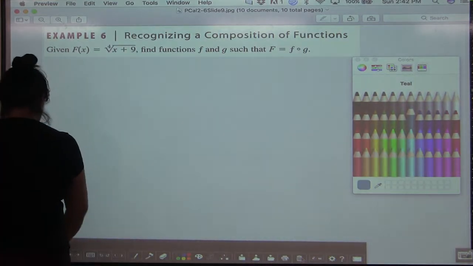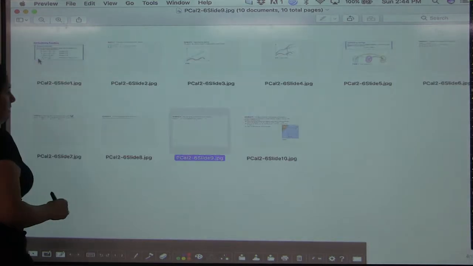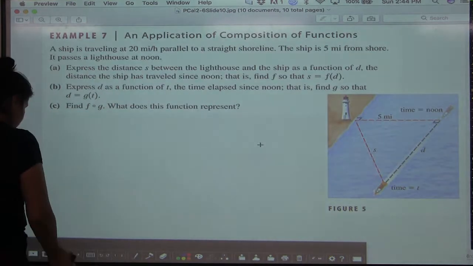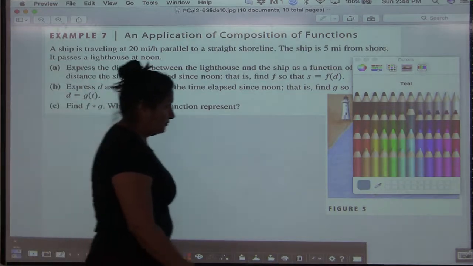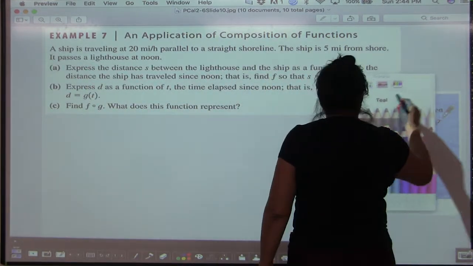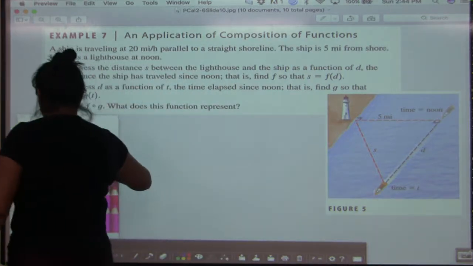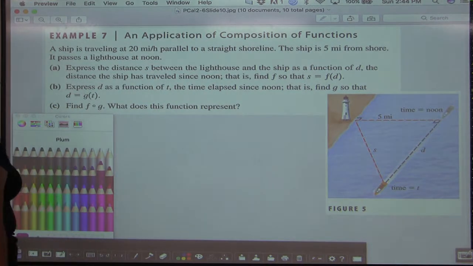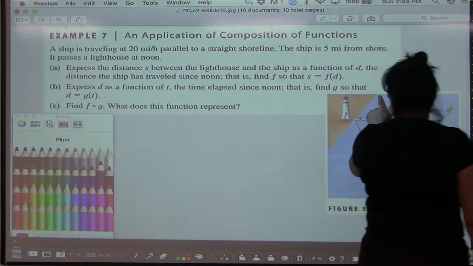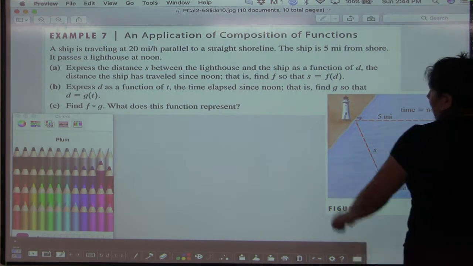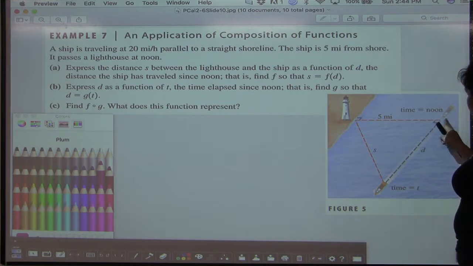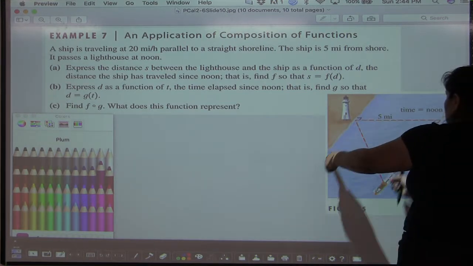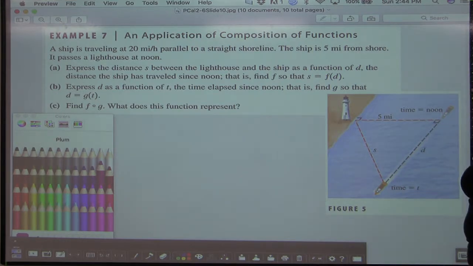And we have one last one to do. I'm sure you're all excited about that because you're probably tired of listening to me, but a little word problem for you. All right, a ship is traveling at 20 miles per hour parallel to a straight shoreline. So here you have your shoreline, and the ship is over here, and it's traveling parallel to the shoreline, okay? The ship, this ship right here, is 5 miles from the shore.